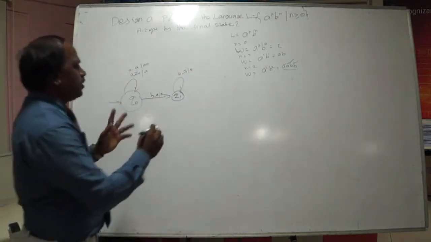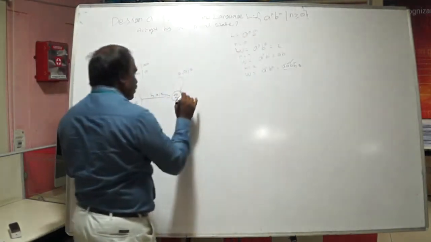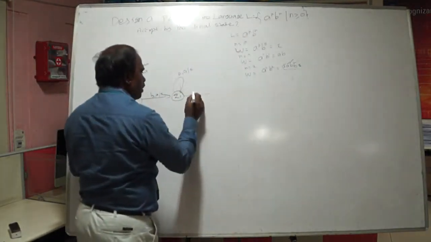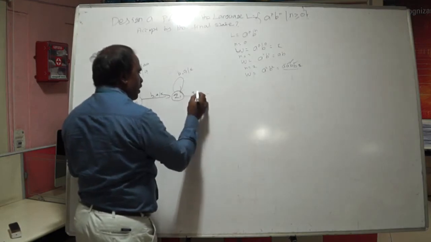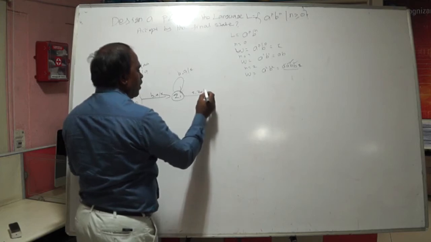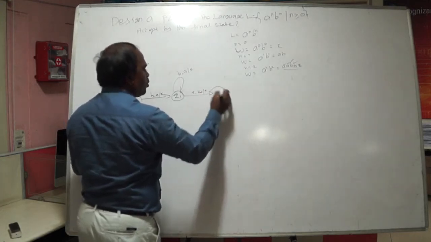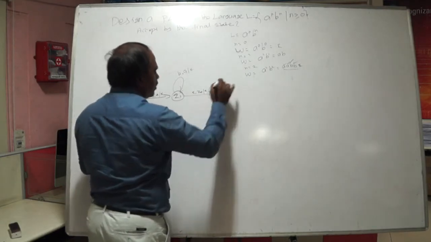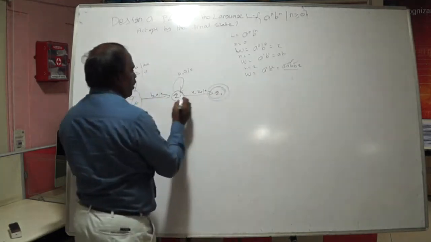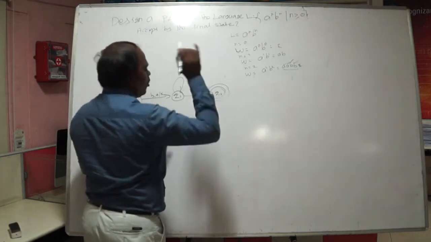Suppose it is the end of the input. Assume that the last content is epsilon. From Q1, if you give input symbol epsilon, and the stack content is Z0, then on epsilon it goes to Q2. Q2 is to be the final state, so make it a double circle. So Q1 on epsilon with Z0 on the stack, again make it epsilon, and Q2 will be reached.